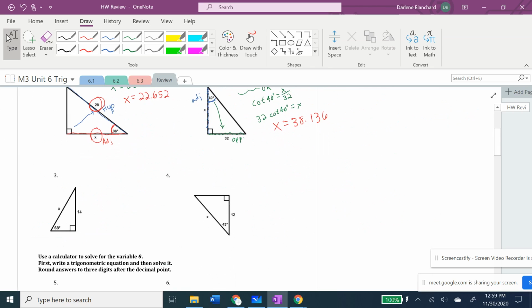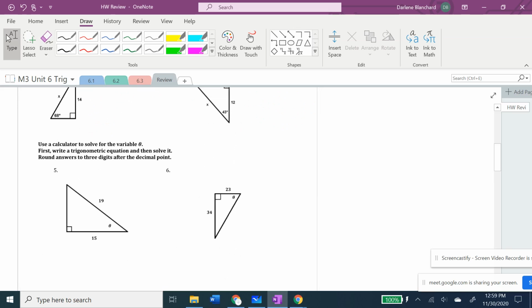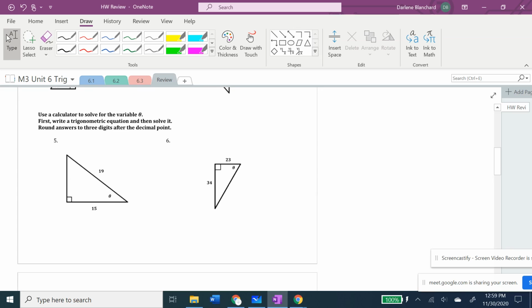Then 3 and 4 are very similar to 1 and 2, and I want you to try to do those on your own. And if you're working on a separate sheet of paper, leave the same amount of room you used for problems 1 and 2, and let's move over to 5 and 6, because this is one thing I've not talked to you specifically about how to use yet.